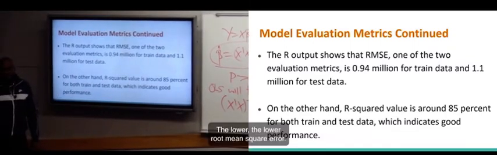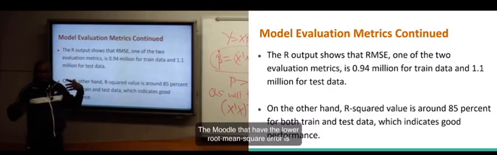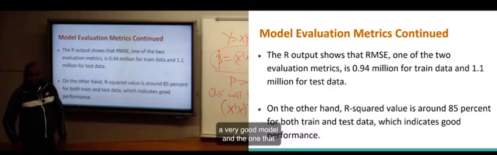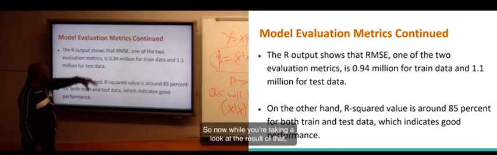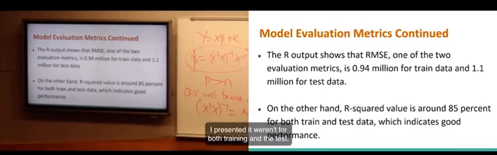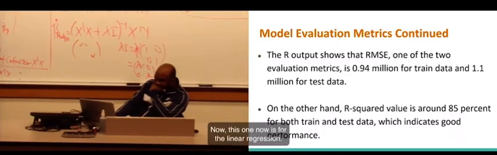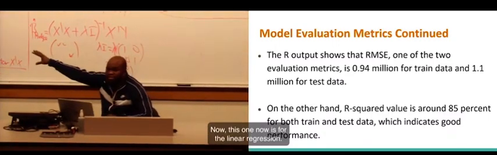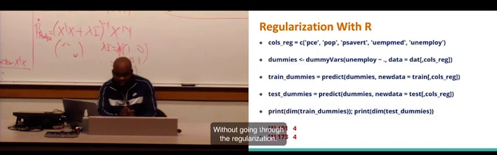The model that has the lower root mean square error is a very good model, and so is the one that has the high adjusted R squared. So when you take a look at the result that I presented here, I presented the one for both the training and the test. Now this one is for the linear regression, without going into the regularization. We split it again.